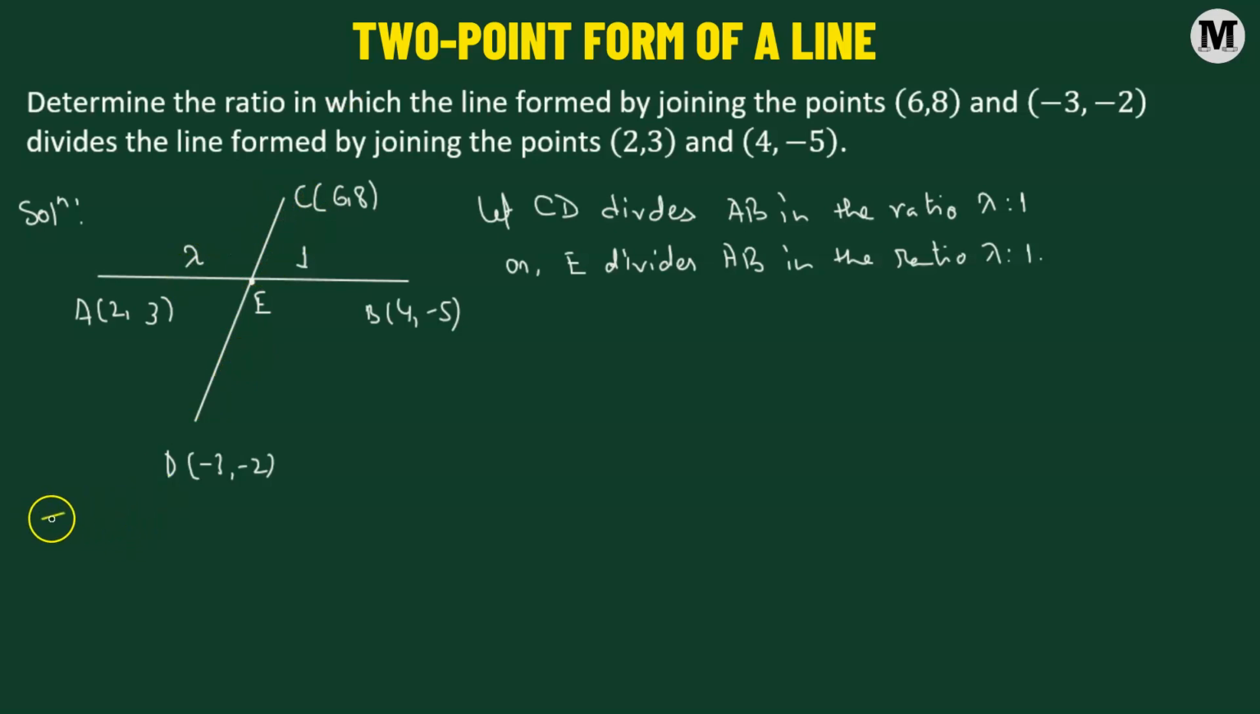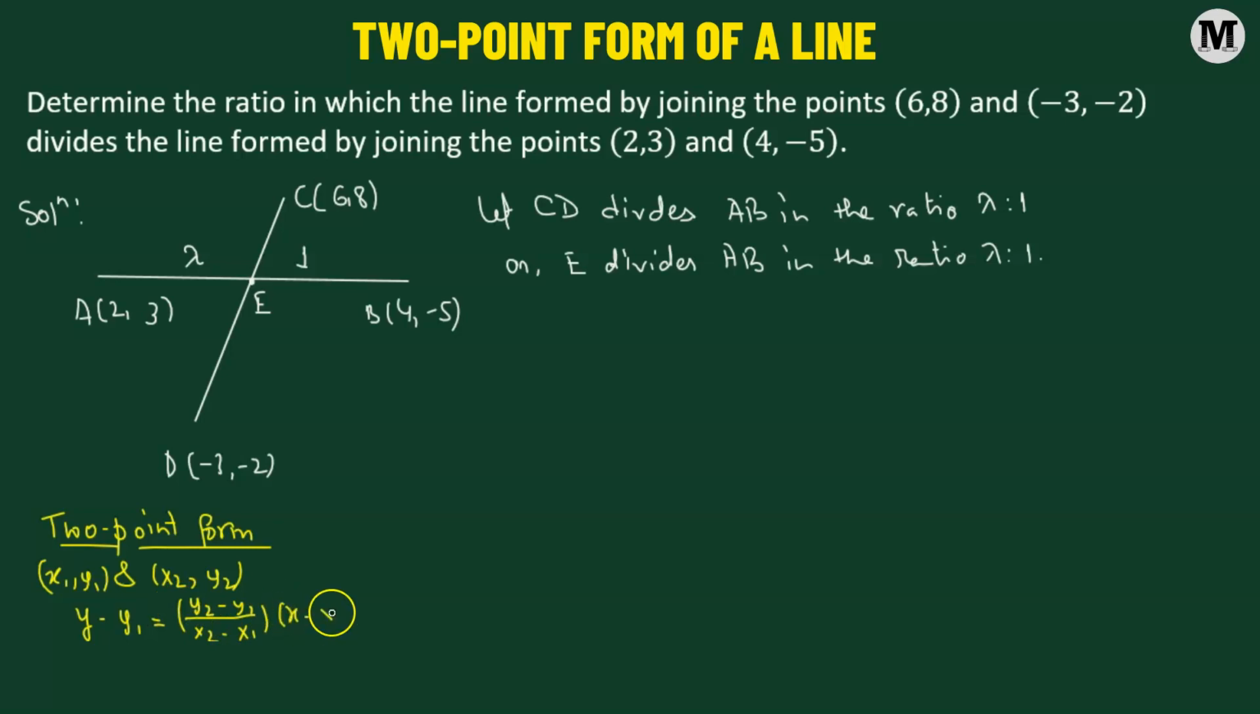To find out the equation of the two lines, we will be using something known as the 2-point form of a line. So let's quickly recap what's the 2-point form of a line. The 2-point form states that if we have 2 points (x1, y1) and (x2, y2) and through these 2 points a line passes, then the equation of the line will be given by y minus y1 equals to (y2 minus y1) divided by (x2 minus x1), and this will be multiplied to (x minus x1).